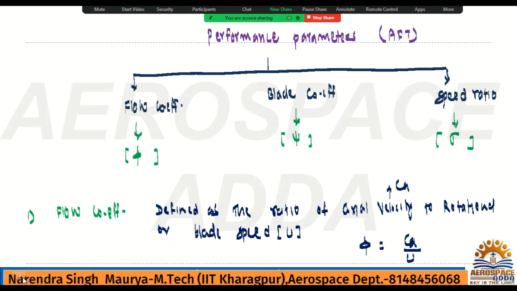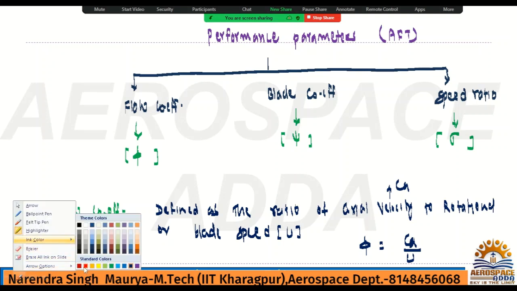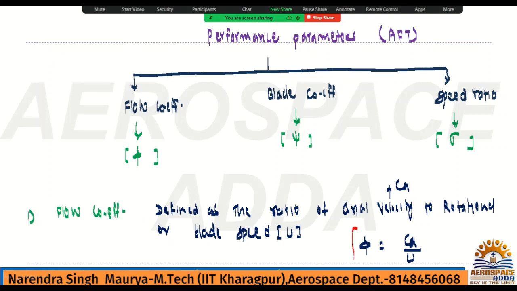It's a very important parameter. Flow coefficient, CA divided by U. And this type of parameter is basically used for the designing of the turbine. And now the next parameter that we have.